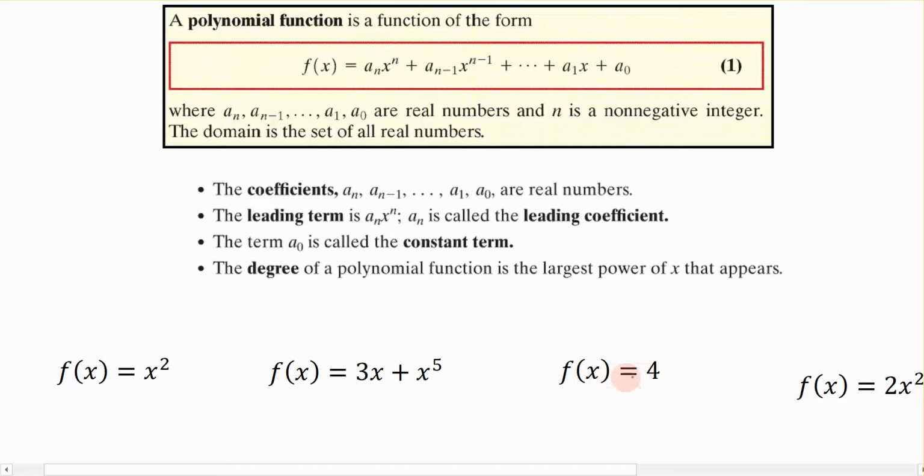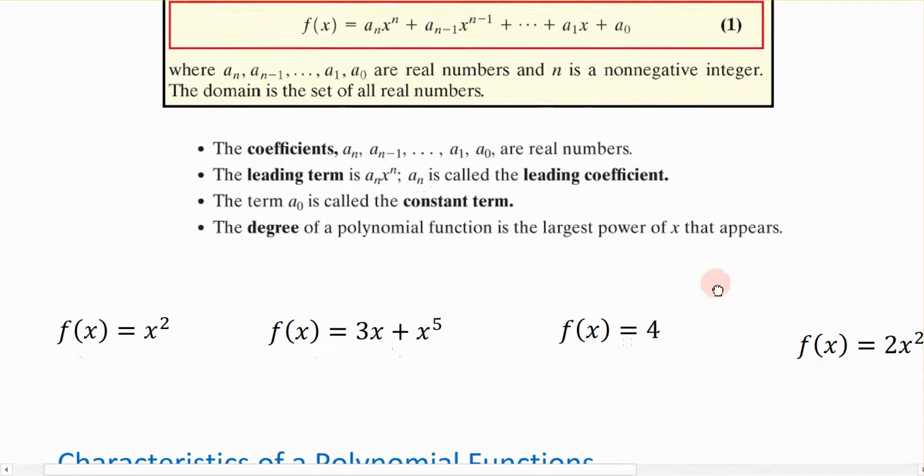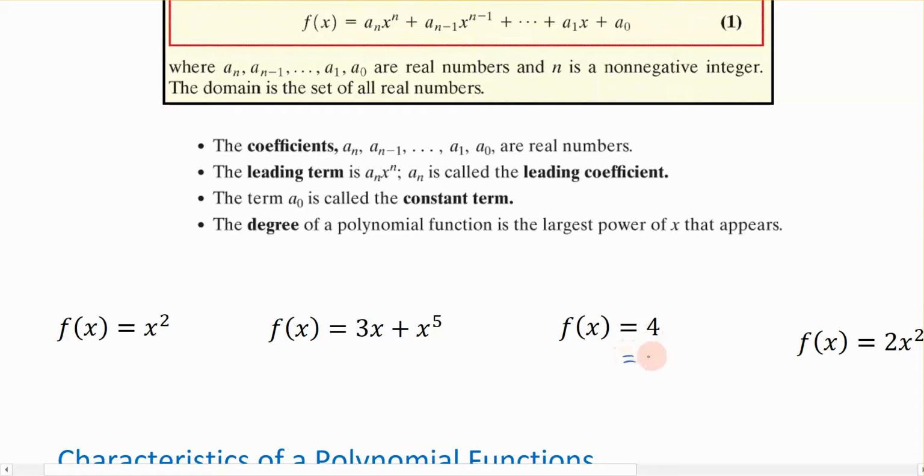How about this one right here? This says f of x is equal to 4. Is this a polynomial? Yes, it is a polynomial, and the reason for that is because we could write 4 as 4 times x to the 0th power. And x raised to the 0th power is still a non-negative value, and anything raised to the 0th power, remember, is just 1. So yeah, it's a polynomial. We just don't always think of a horizontal line, which is what this is. We don't think of it as a polynomial, but it is.